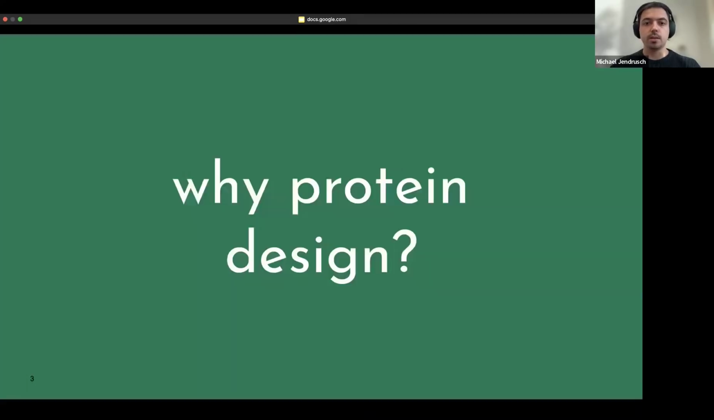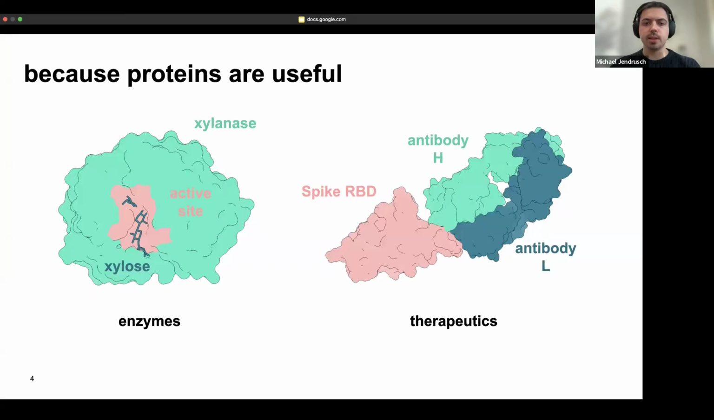So, all right. Why design proteins at all? There's a lot of proteins that have interesting applications in, say, basic biology, but also in industry and in medicine. For example, enzymes like this xylanase here on the left, they're used fairly extensively across industry, this one in particular in the paper making process.